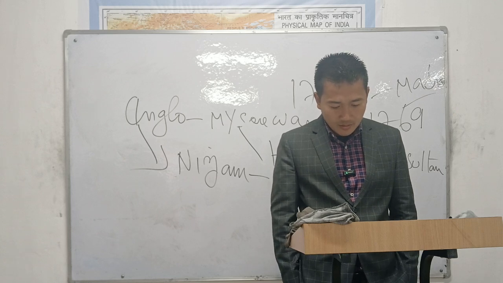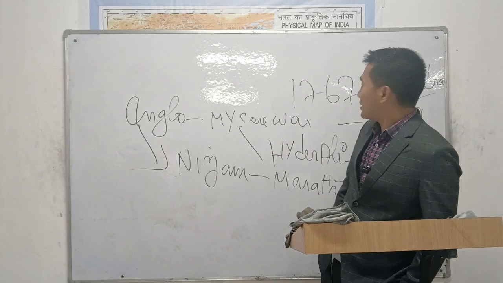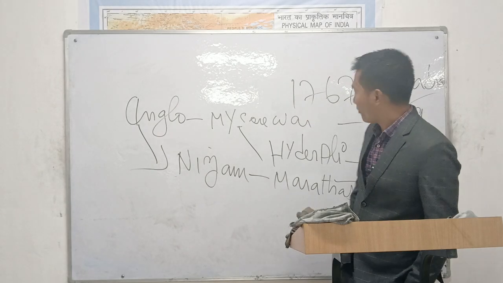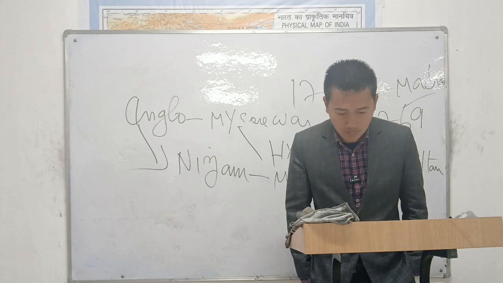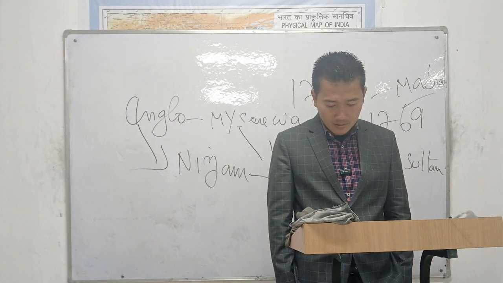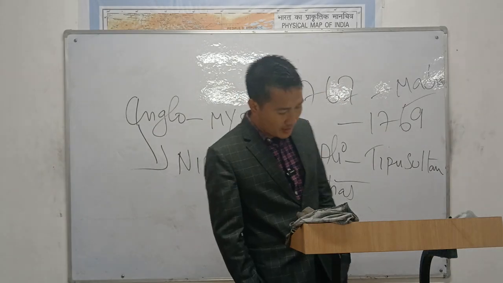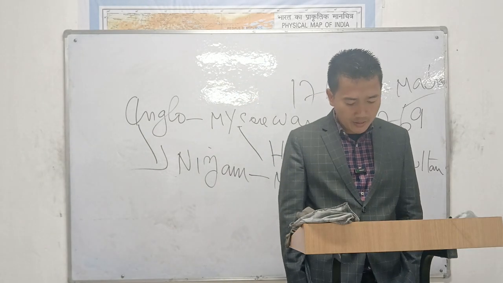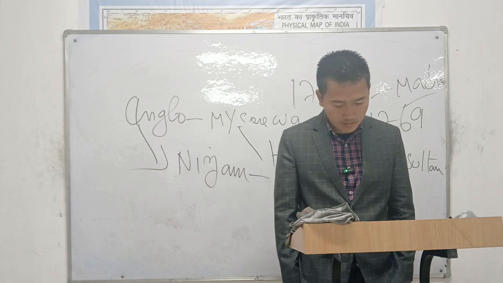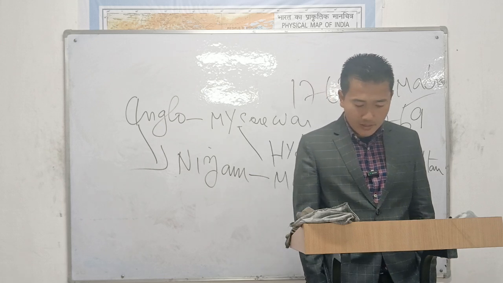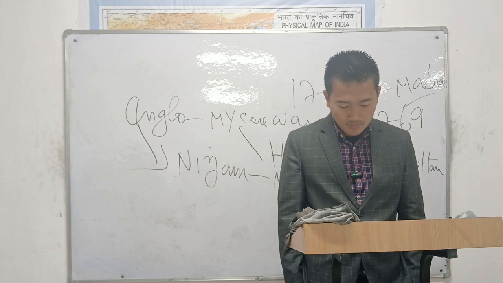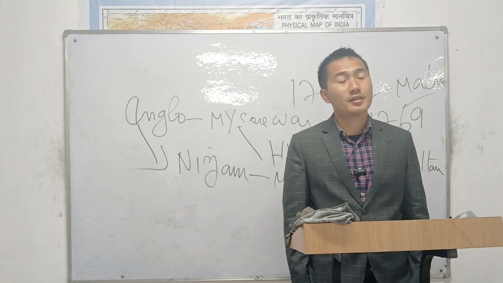By this treaty, 4th April 1769. Okay, too important. Yes, this treaty was signed on 4th April 1769. By this treaty, both the sides returned the prisoners of war and conquered territories.